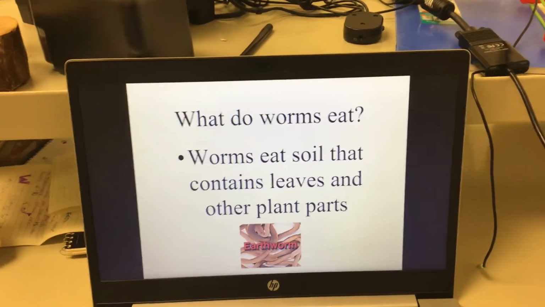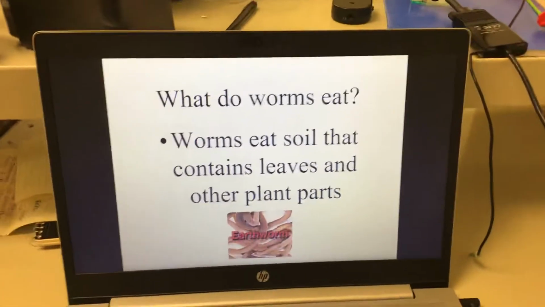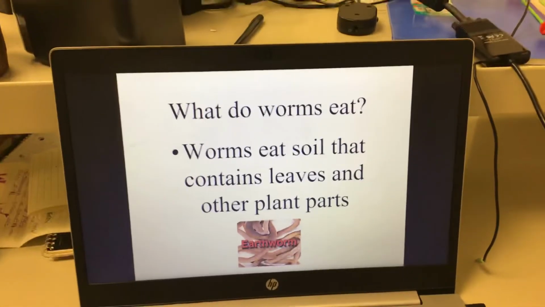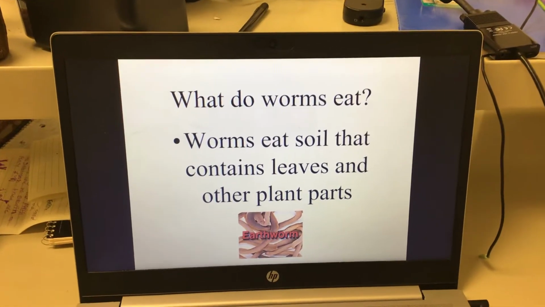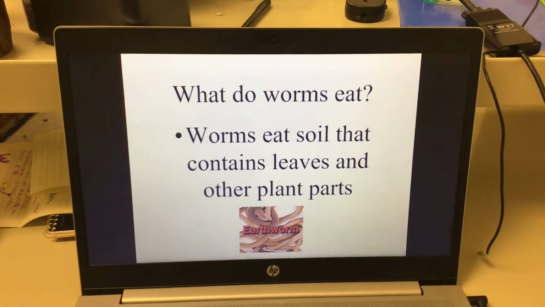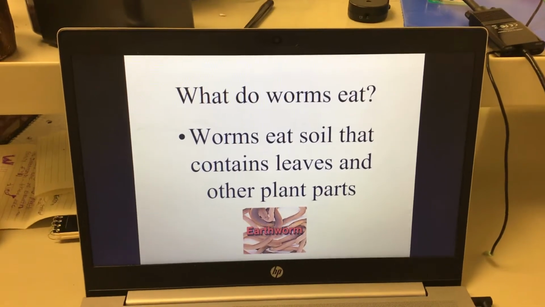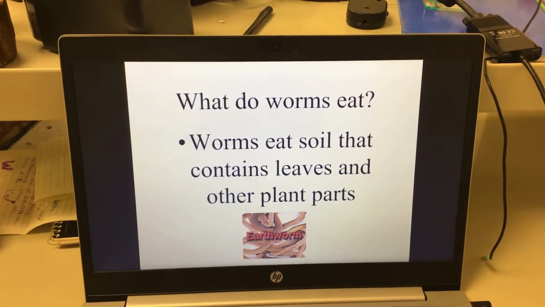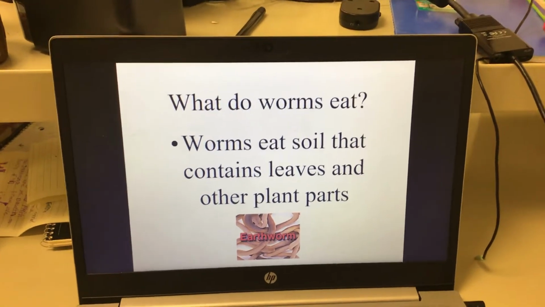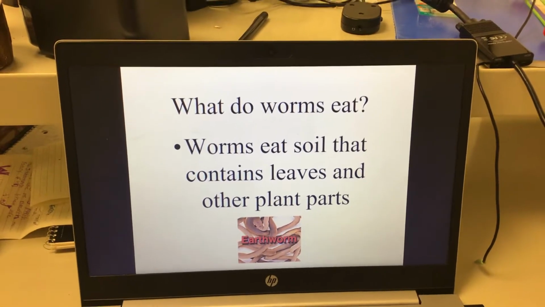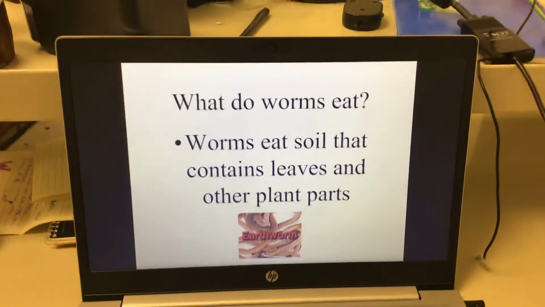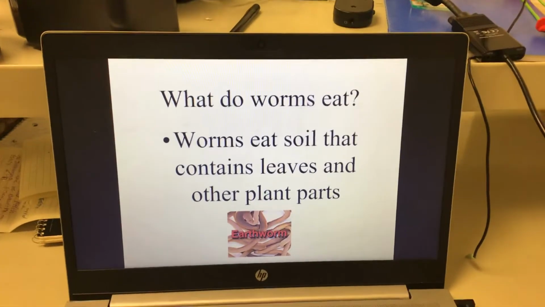I'd write this down. What do worms eat? They're going to eat soil, usually with decaying plant parts, leaves. When we dissected our earthworms, you probably found in the crop and gizzard and the intestines, you found some dirt. It was dirt.